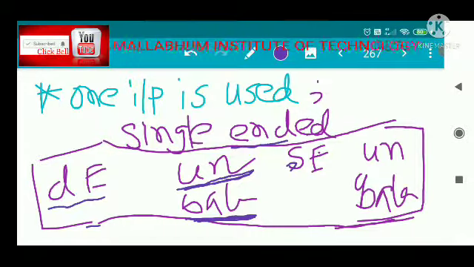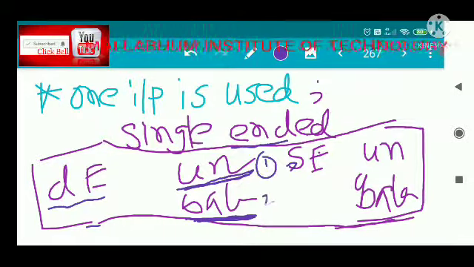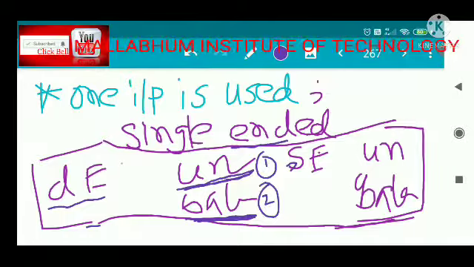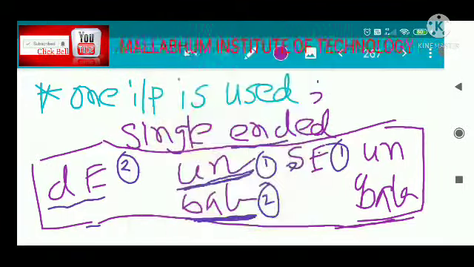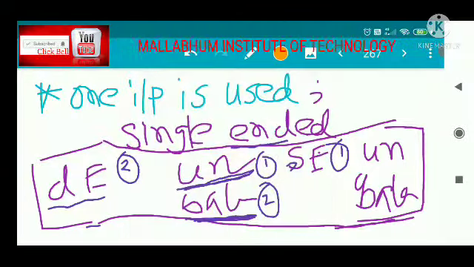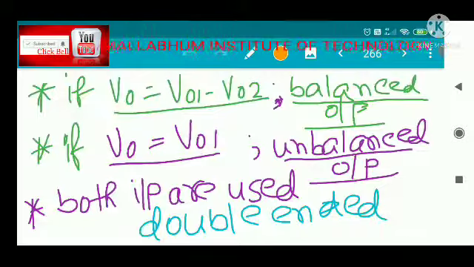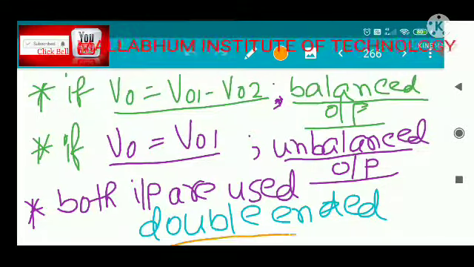Balanced: two outputs are being used. Unbalanced: one output is being used. Double-ended: two inputs are being used. Single-ended: one input is being used. Based on this, we categorize it as a double input, double-ended amplifier. Double-ended means both inputs are being used.